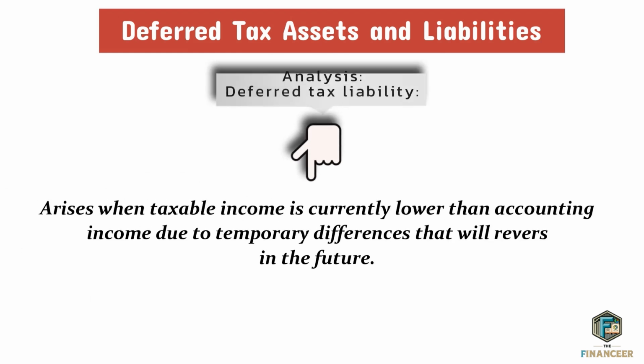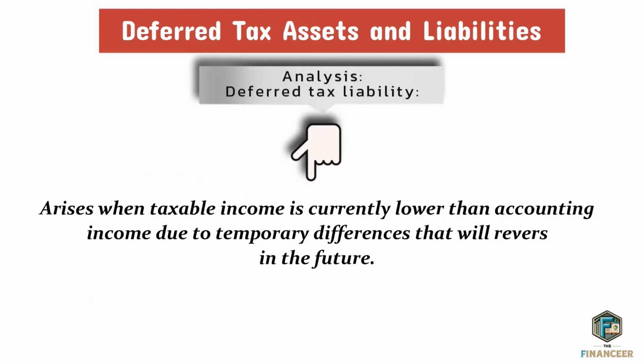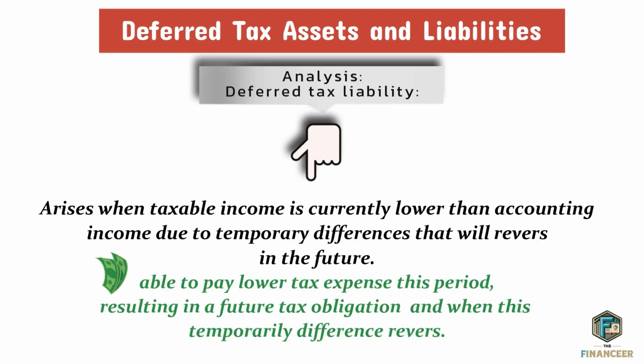Now let's start analyzing the deferred tax liability. Deferred tax liability arises when taxable income in the current period is lower than accounting income due to temporary differences that will reverse in the future. These temporary differences are taxable in future when they reverse, meaning that the company pays lower tax expense this period, resulting in future tax obligations when this temporary difference reverses. This represents the future obligation to pay taxes on the temporary differences when they reverse in future.